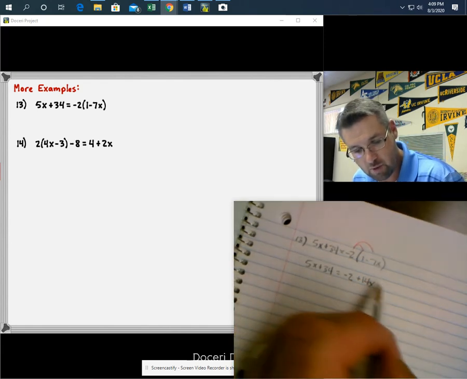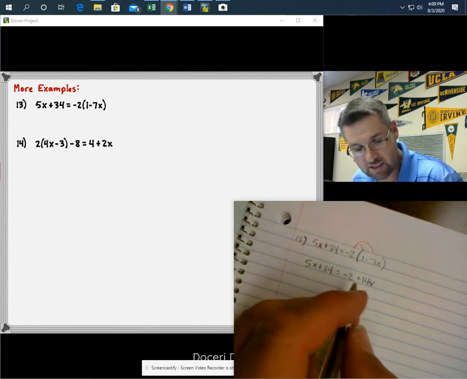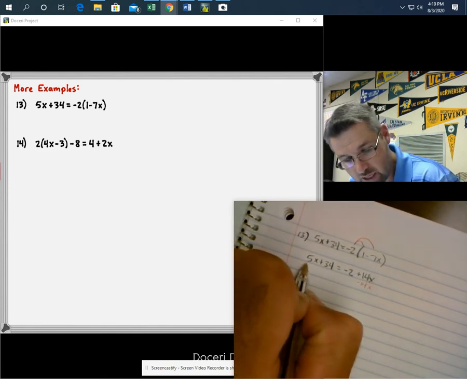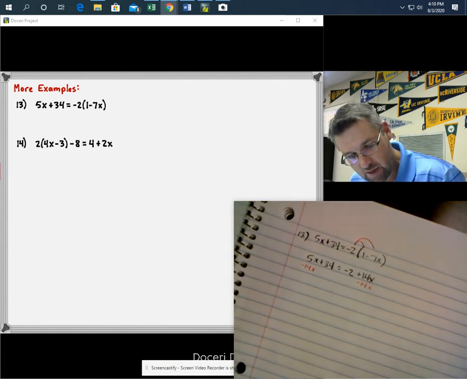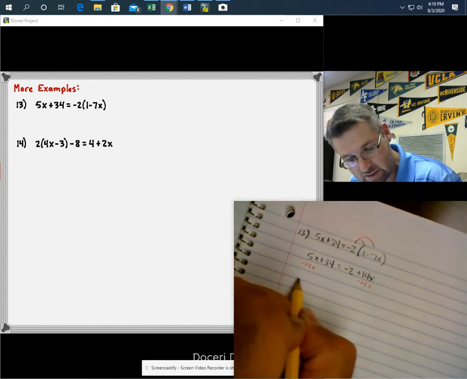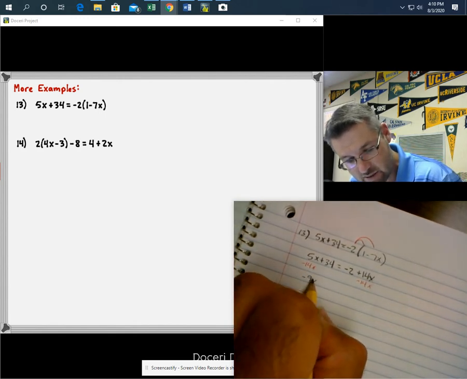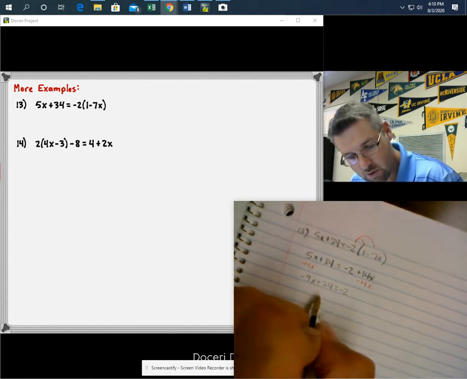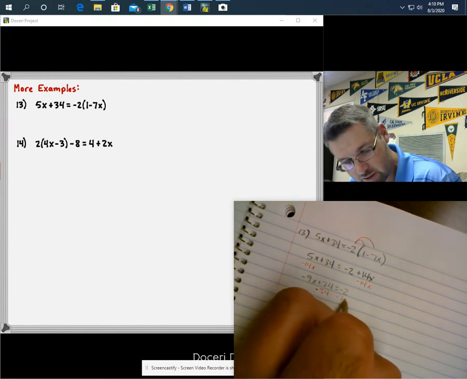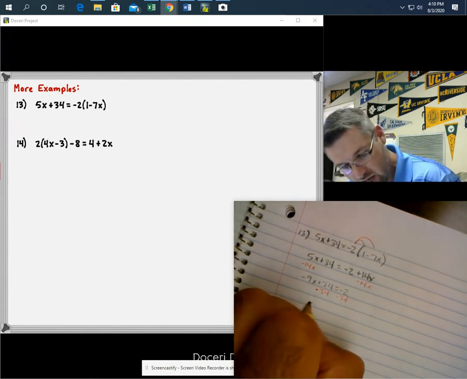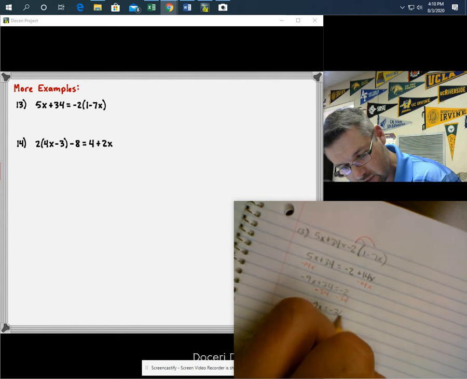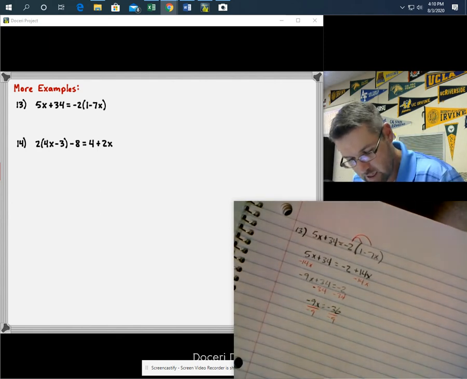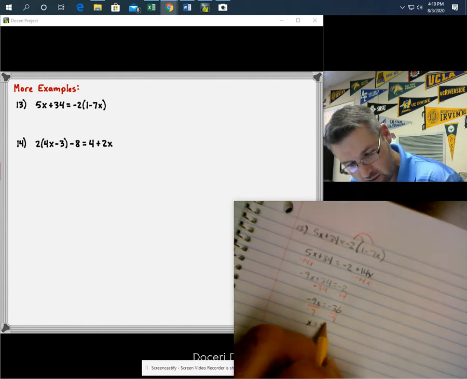And then from here, we're going to make it so all the variables are on one side. So in this case, I'm adding 14x, so I'm going to subtract 14x from both sides. And so I end up with 5x minus 14x is negative 9x plus 34 equals negative 2. And then I'm going to subtract the 34 from both sides. And I end up with negative 9x equals negative 36. We'll divide by the negative 9. And we end up with x equals positive 4.